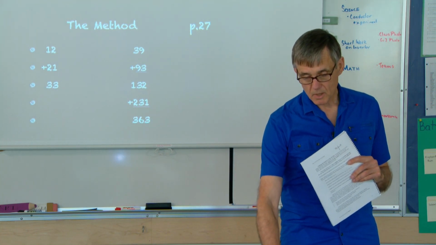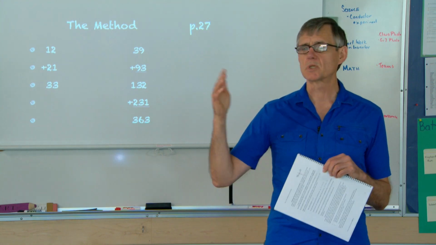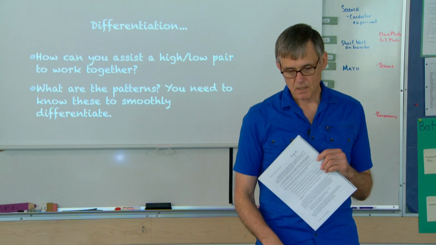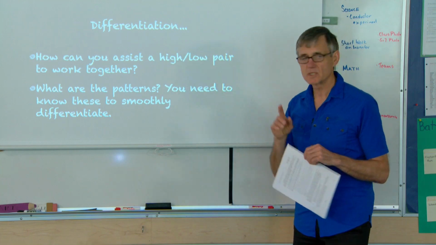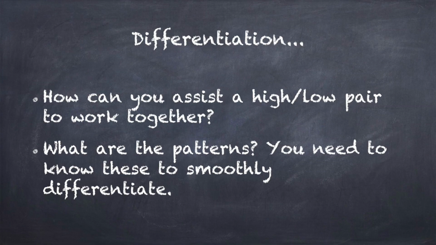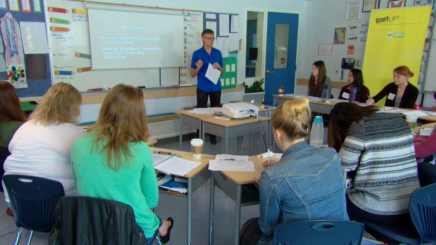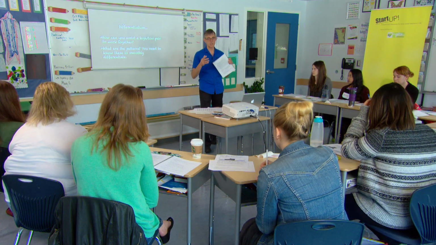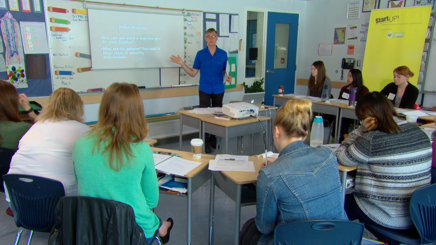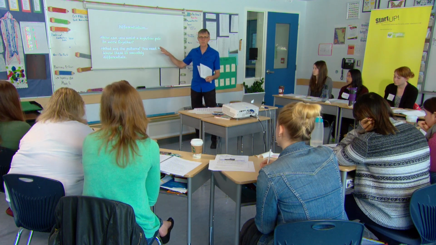Okay, so the key question, and this is where, remember I was talking about rich activities, is: how can you do this activity so that a high-low pair can work together? What we don't want is student A, who's really good at math, doing all the work, and student B coloring the poster at the end, because I get the kids to make a poster with their proof. So how are you going to do that?